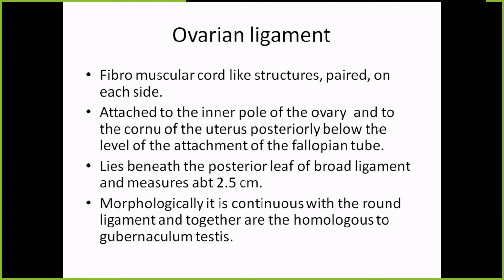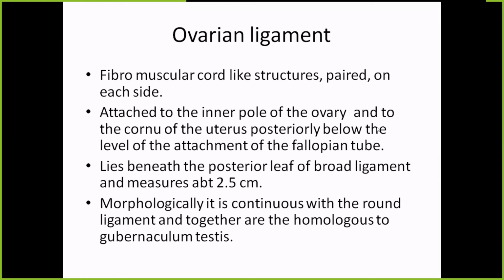Ovarian ligament, or accessory ligament. These are fibromuscular structures. Again, it is attached to the inner pole of the ovary and goes from the ovary to the cornua of the uterus. So its length is 2.5 centimeters. So it is also one of the accessory ligaments. Basically it has no significance.